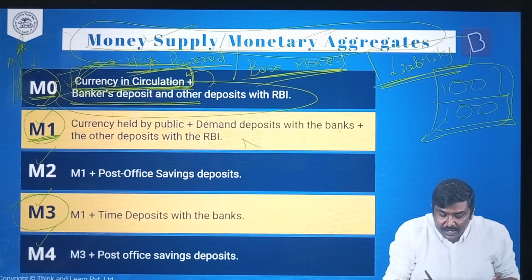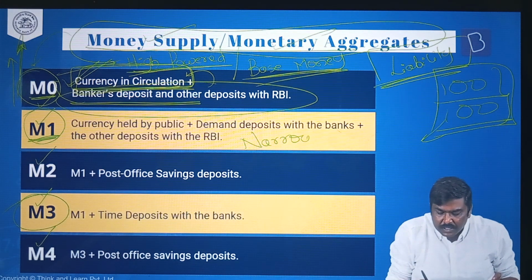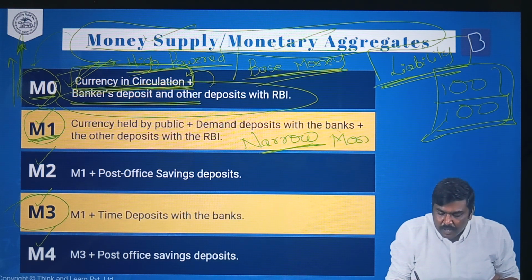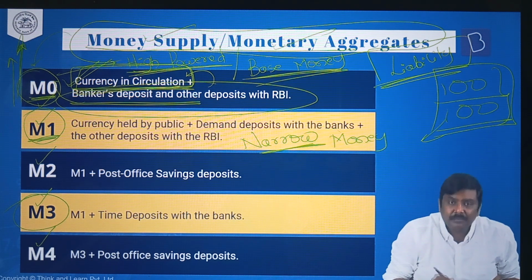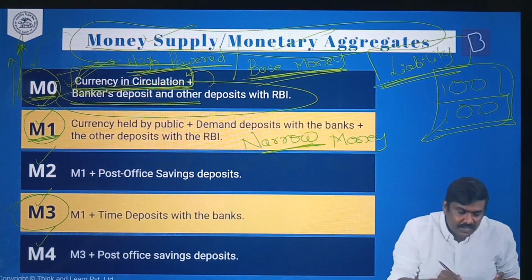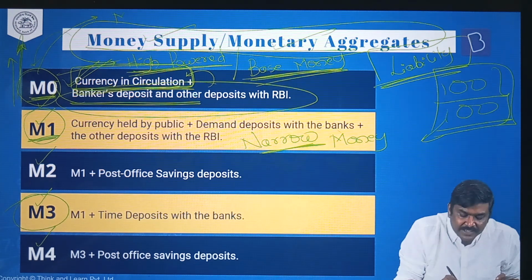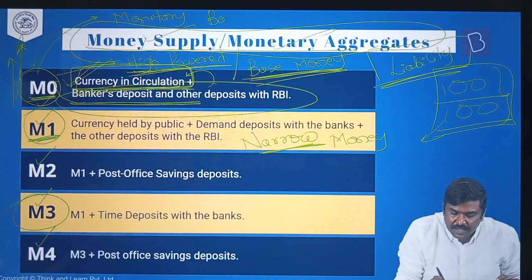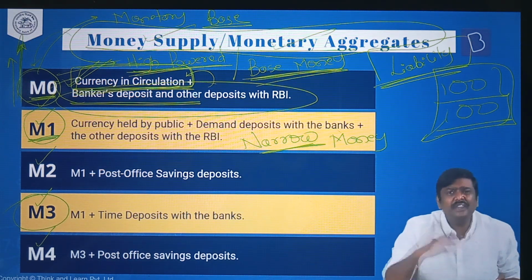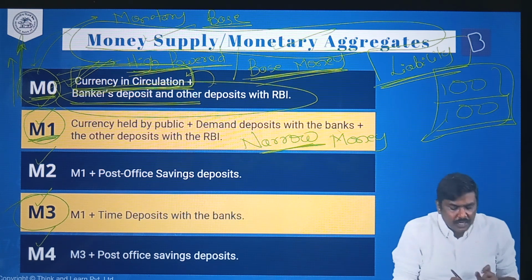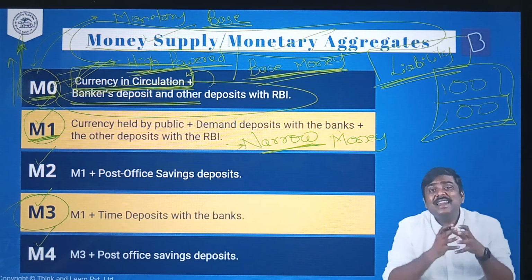M1 is referred to as narrow money. Remember this, right? M1 is referred to as narrow money. Okay, M0 is high powered money, base money, or else there is also one more term, monetary base. Remember this also, monetary base, right? M0 is referred to with a different name, so do not get confused. Now, what is M1? It is referred to as narrow money.